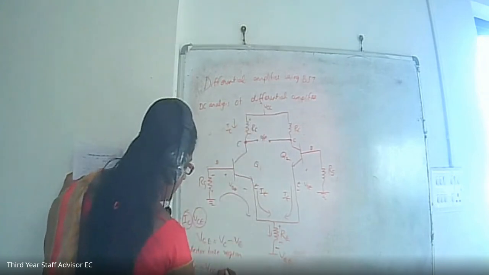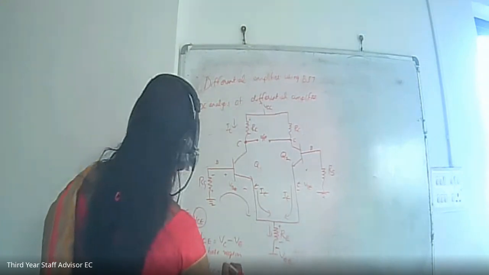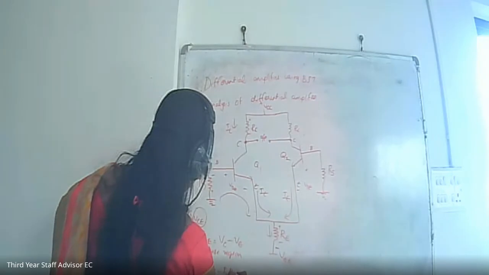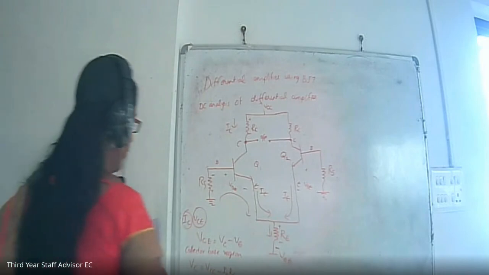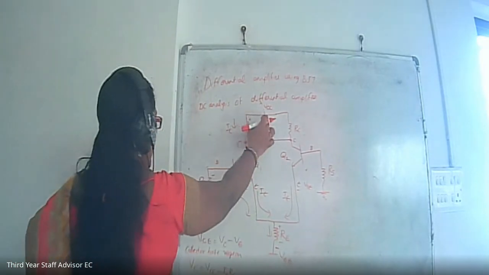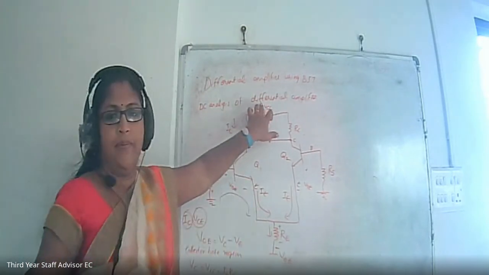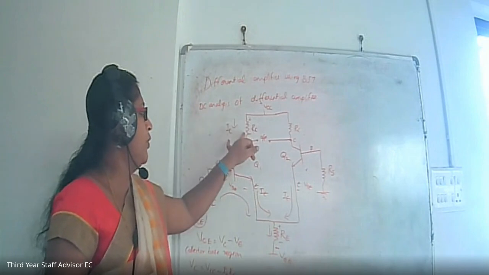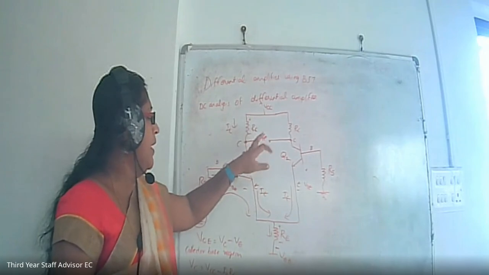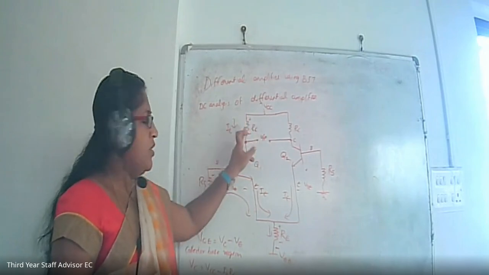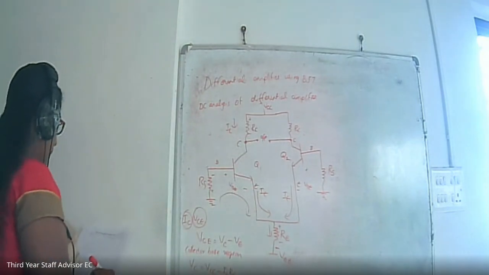So VCC minus IC into RC. So our collector voltage will be the supply voltage minus the drop across RC. There is a supply voltage VCC, and whenever the collector current flows through this, a voltage will be dropped here. So the voltage at this collector terminal will be the supply voltage minus the voltage drop across this point, that is equal to VCC minus IC into RC. So we are applying the KVL.